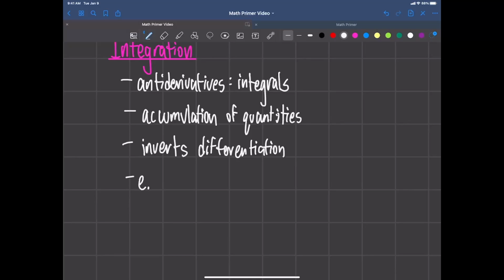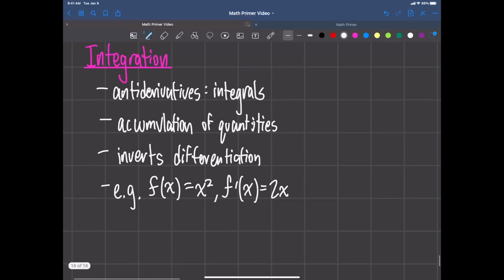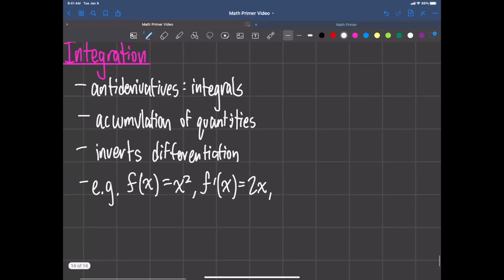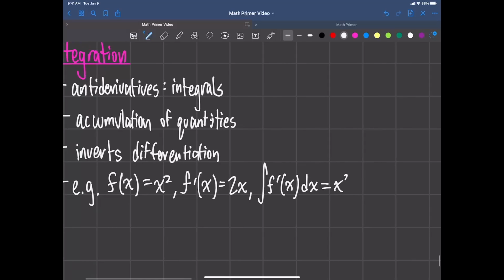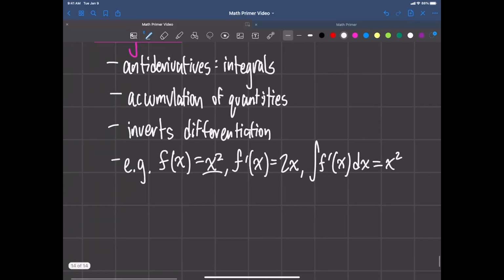For example, if you had f of x equals x squared, then f prime of x would be 2x. This is the power rule of differentiation, if you remember from earlier. And the integral of f prime of x, written with a squiggly line and dx here, is equal to x squared, which was the original function.